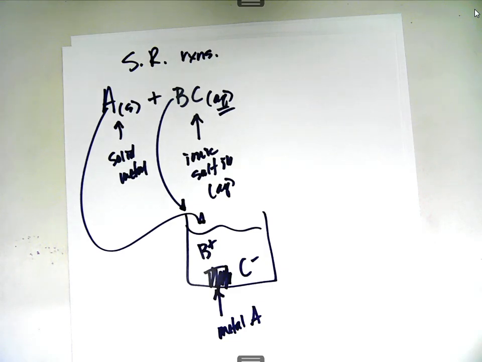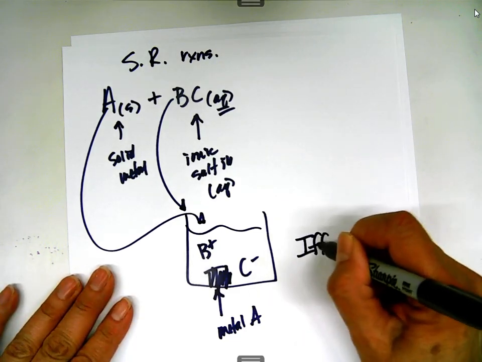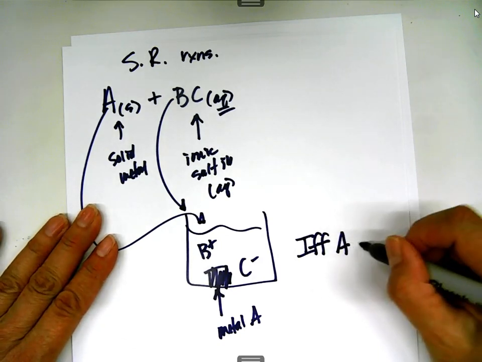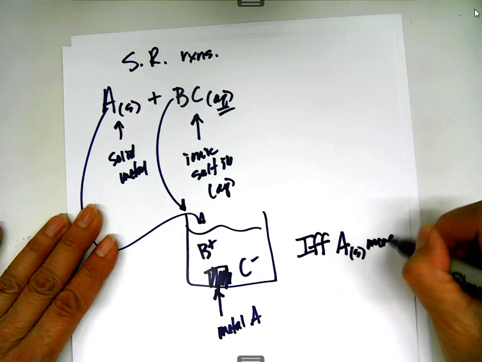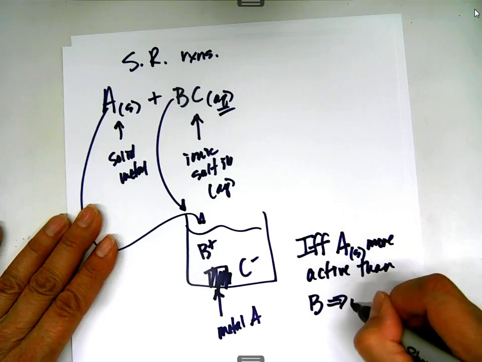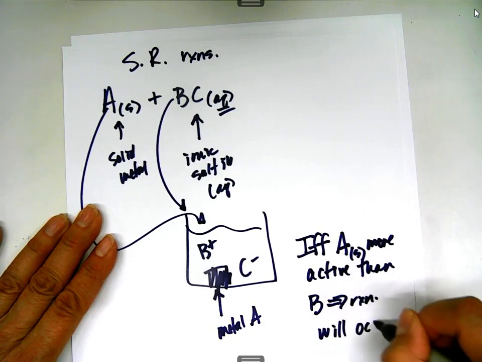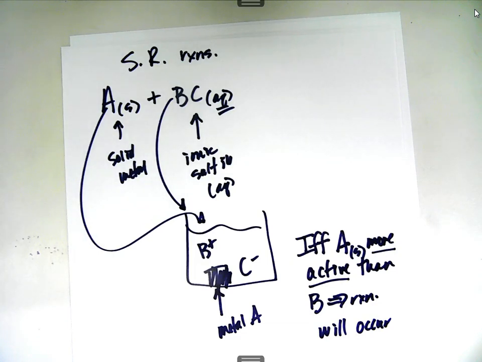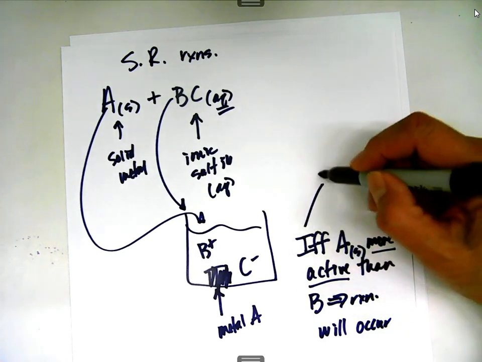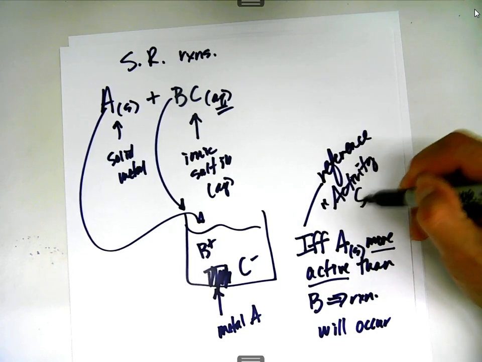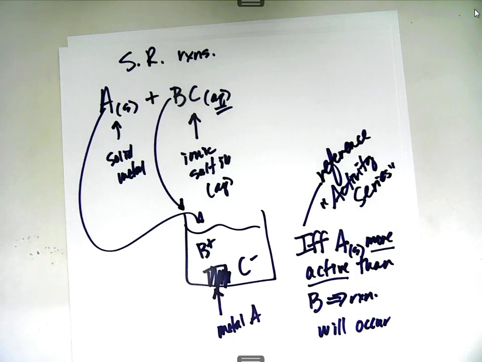There will be a reaction, calculus people, if and only if, right? If and only if A, as a solid, is more active than B, then a reaction will occur. All right, how do you know if A is more active than B? How do we know that? There's a reference that we need to use for this. What's the reference? The activity series. It's called the activity series for metals.